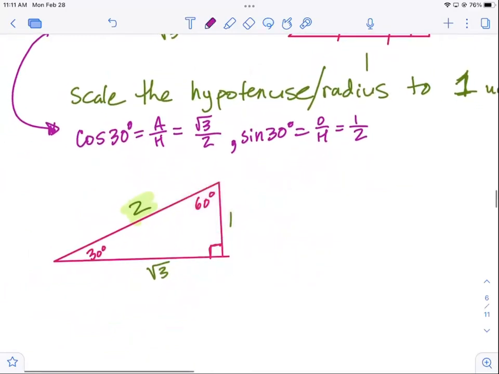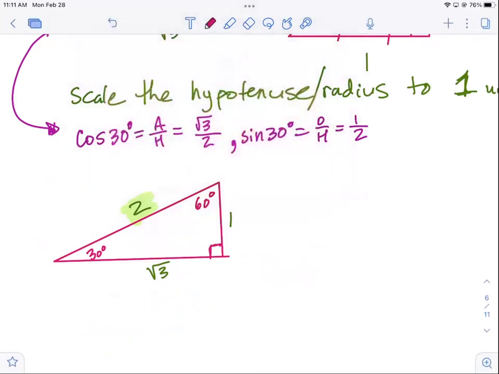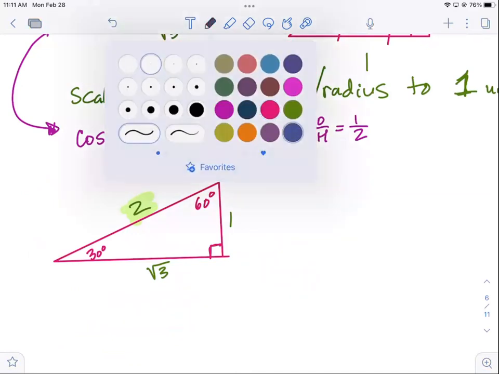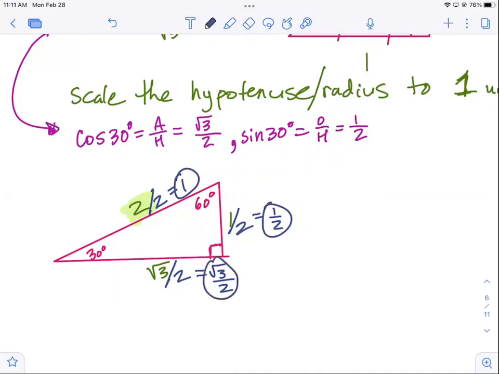All right, now what do I do to make my hypotenuse 1 unit long? I can't subtract 1 because it has to be a scale factor. I can either multiply or divide. Divide by 2. Good. So if I divide this by 2, I have to divide all the sides by 2, right? And what does that give me? That gives me a 1, 1/2, and a square root of 3/2.